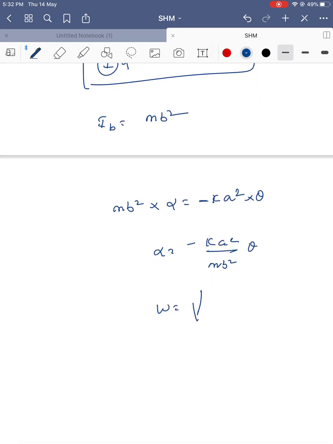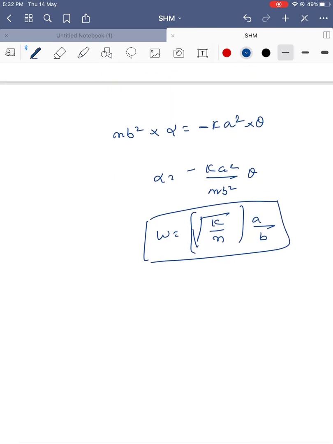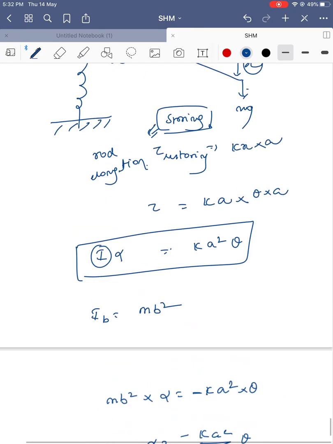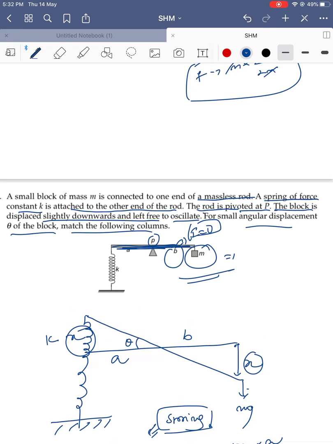Omega is equal to the square root of k by m into a by b, and the time period is equal to 2 pi by omega. And what is the frequency? Frequency is 1 by time period. This is the meaning of it. So thank you very much.